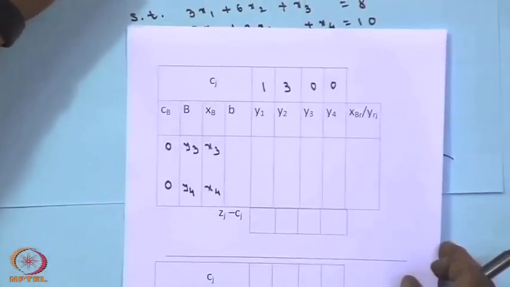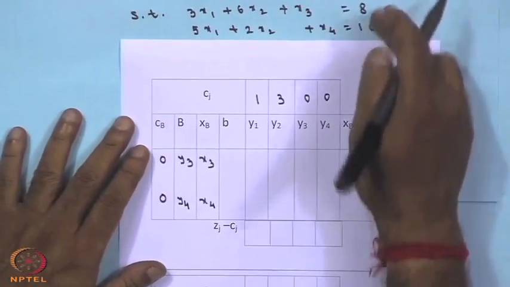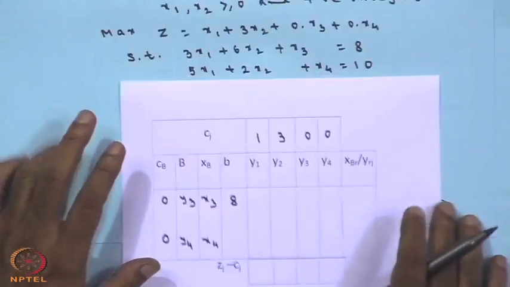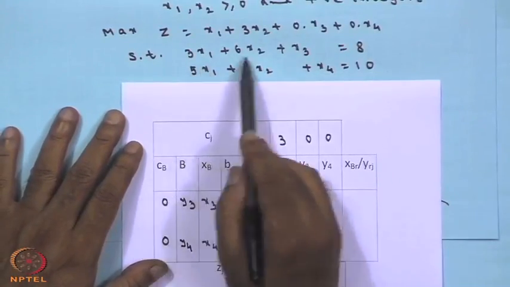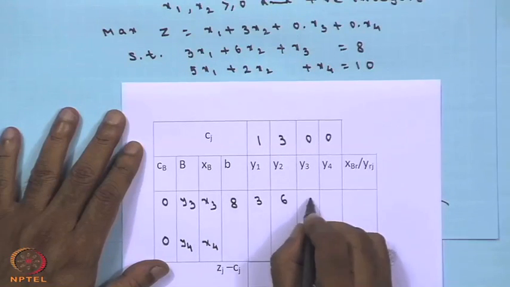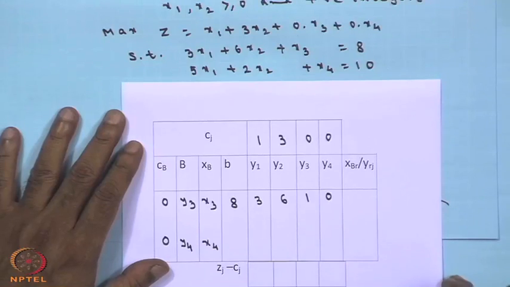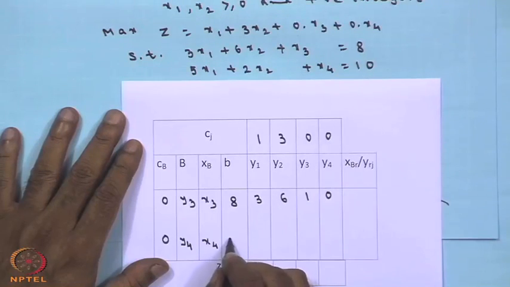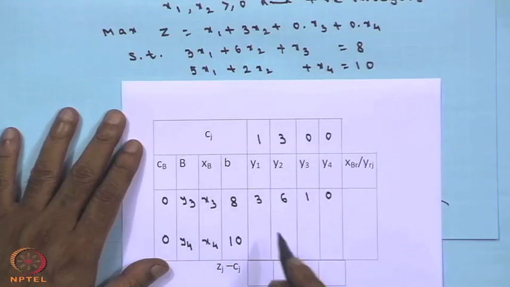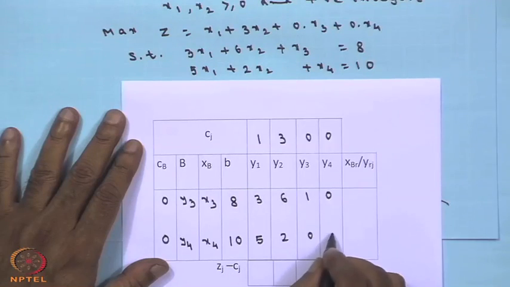Now, write down the first row over here: b value is 8, then 3, 6, 1, 0. These are the coefficients. If you see here, 3, 6, 1 and x4 is 0. So, write down 3, 6, 1 and 0. The next one is b value 10. So, write down b value as 10 over here, and this one is 5, 2, 0 and 1, coefficients of x1, x2, x3 and x4. So, this is 5, 2, 0 and 1. Already we have done these things.